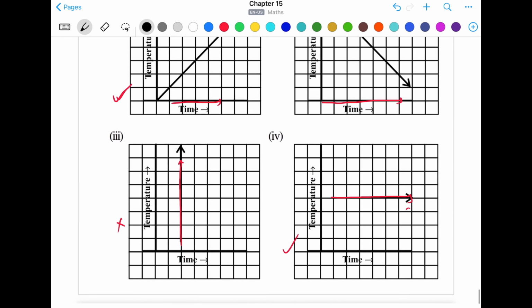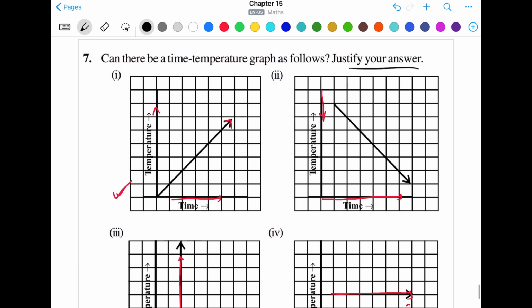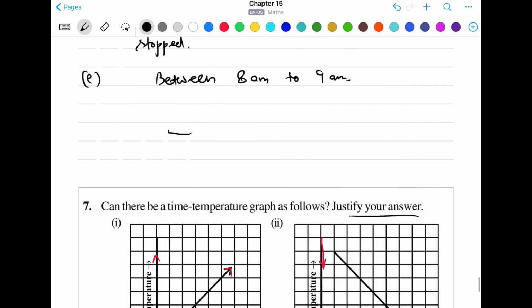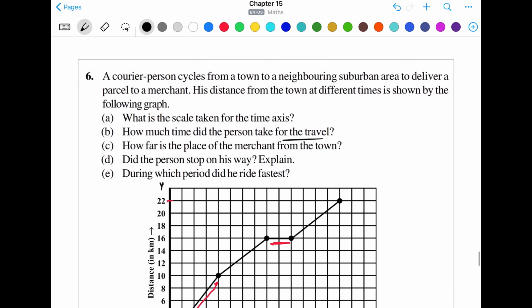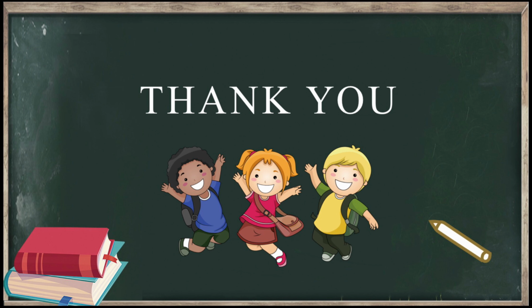Okay, so that's the solution of all the 7 questions of 15.1. With this we have completed exercise 15.1. Now you have to practice all these questions multiple times so that you understand it better. Okay, so that's all for now.